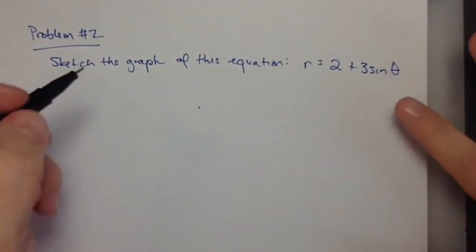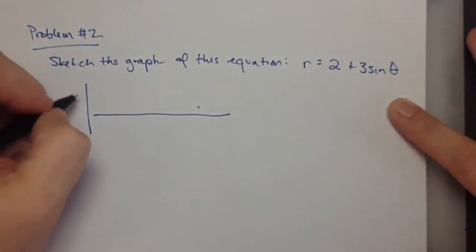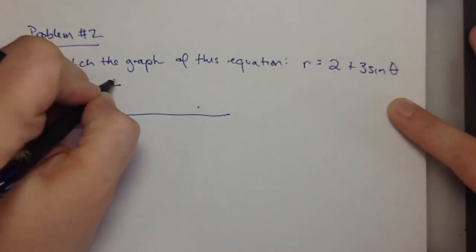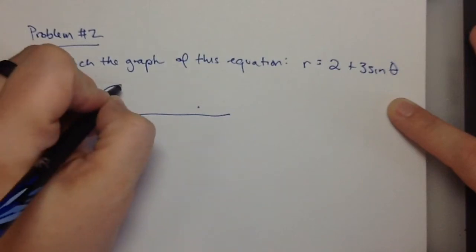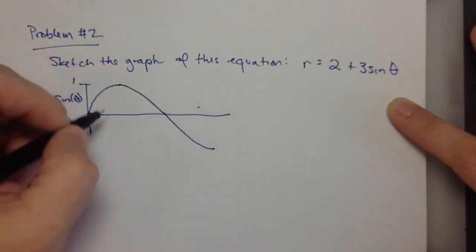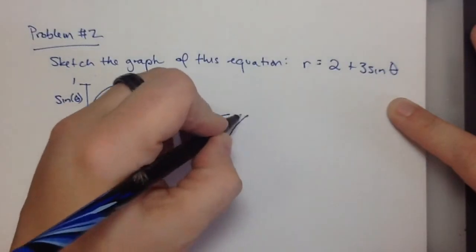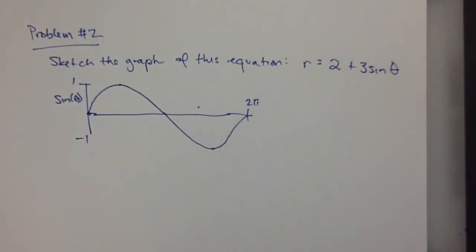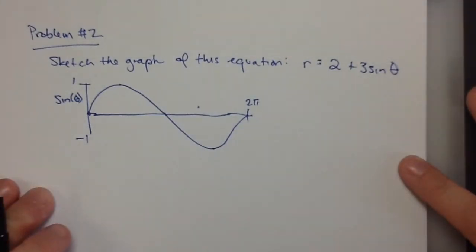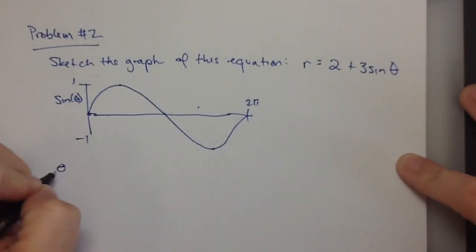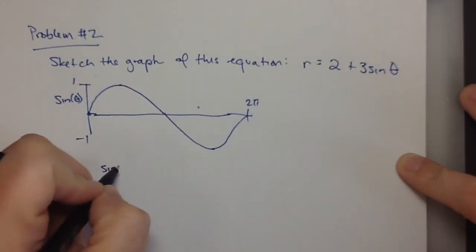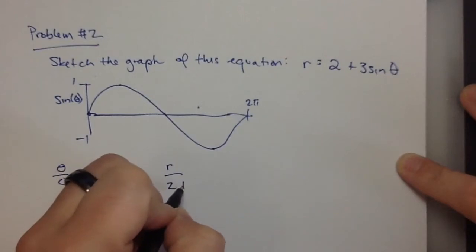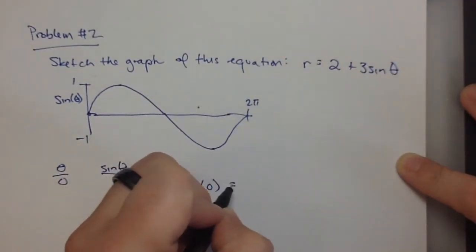All right, again, we're going to remember the graph of sine. It starts at 0, goes up to a value of 1, down to 0, down to a value of -1, and then back to 0 when we get to 2 pi. All right, so let's just make a data table. When theta is 0, sine of theta is 0, and r is going to be 2 plus 3 times 0, which is 2.